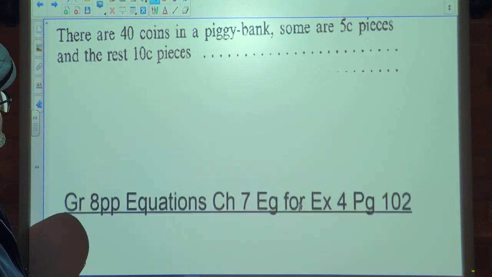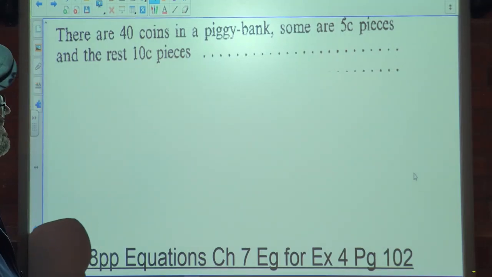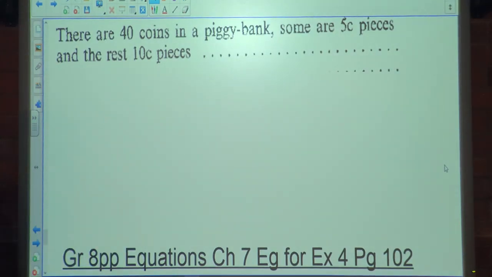There are 40 coins in a piggy bank. Piggy is around, no? I don't know which banks you guys have. Right. There are 40 coins in a piggy bank. Some are 5 cent pieces and the rest are 10 cent pieces.